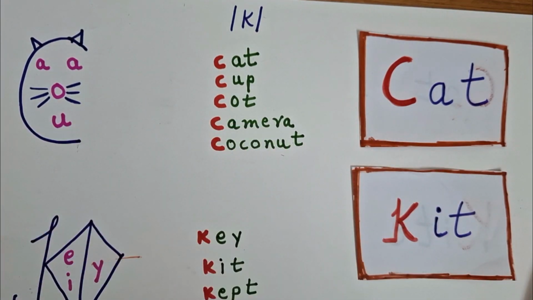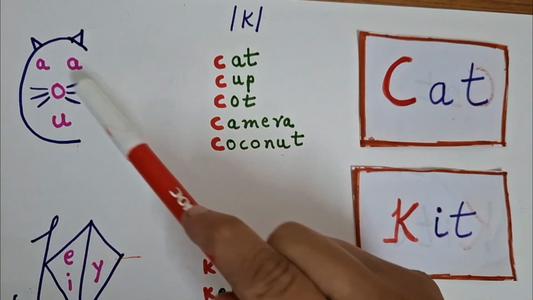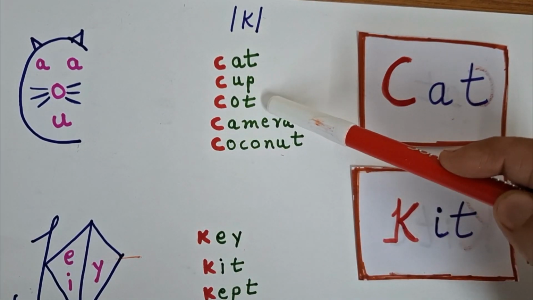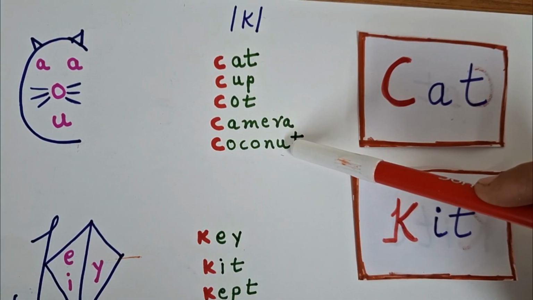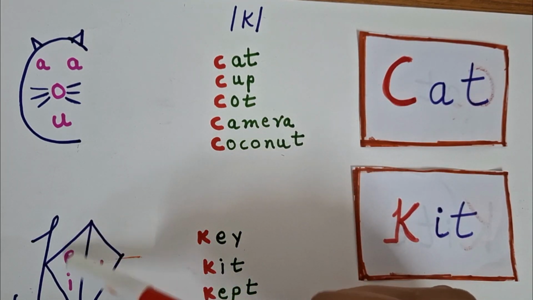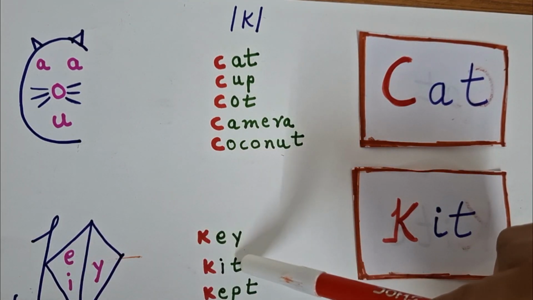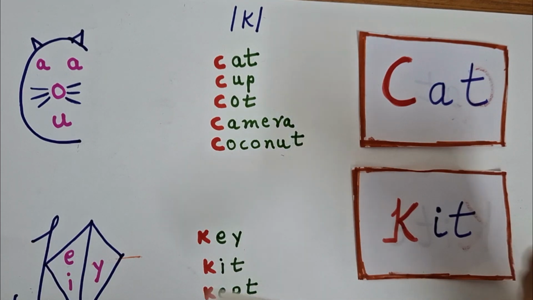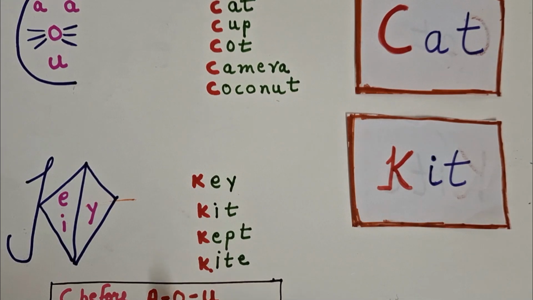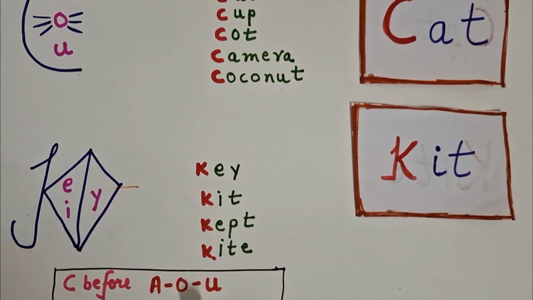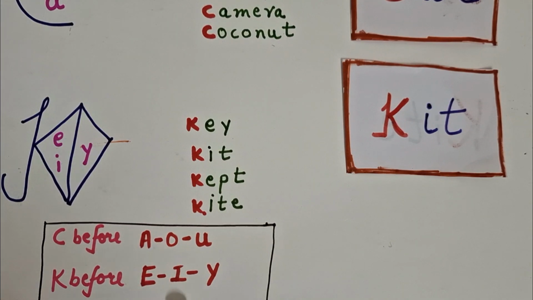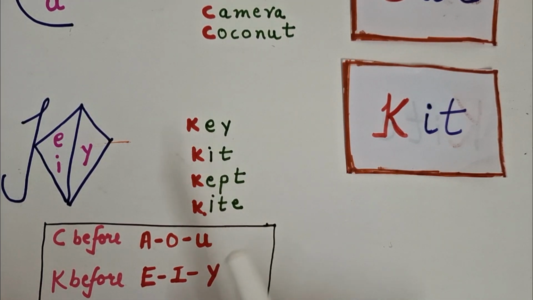In English, we use C before A, O, U, like in cat, cup, cot, camera, coconut, and we use K before the letter E, I, and Y, like in key, kit, kite. So, that's the simple C and K rule. C comes before A, O, U, and K comes before E, I, and Y.